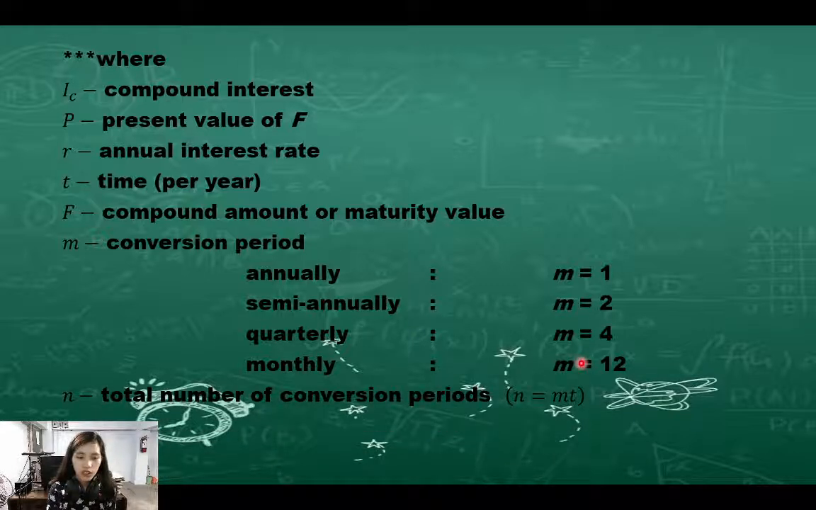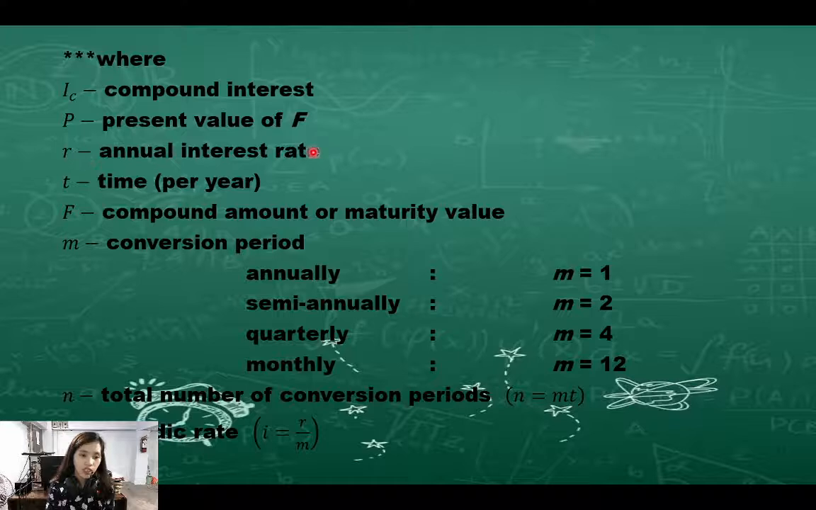So, N is the total number of conversion periods. Ito yung formula ng N. N is equal to MT. I-multiply nyo lang tong M, yung conversion period, tsaka yung time. At ang I ay periodic rate. Ito naman yung formula ng I. I is equal to R divided by M. Itong annual interest rate, i-divide nyo lang siya sa conversion period. Then, makukuha nyo na yung periodic rate.